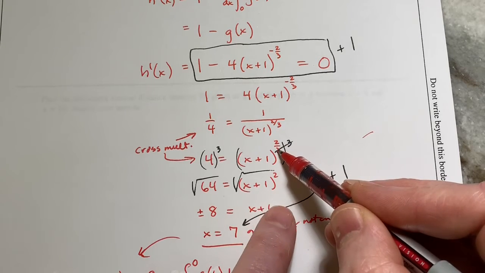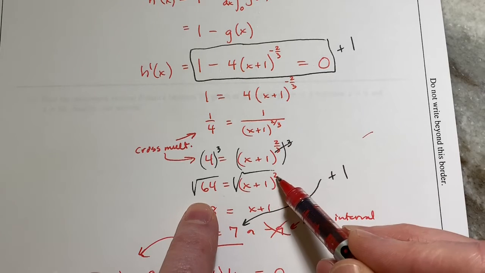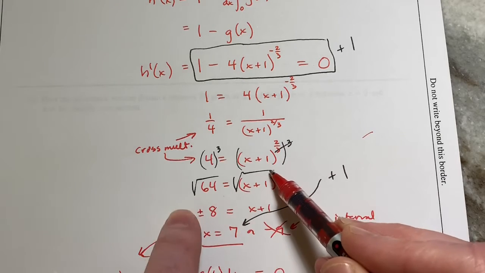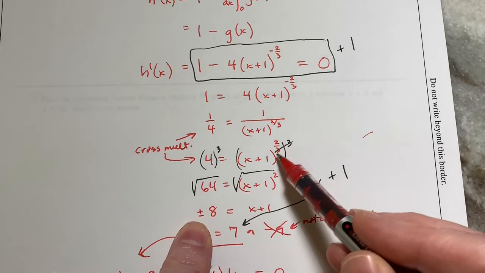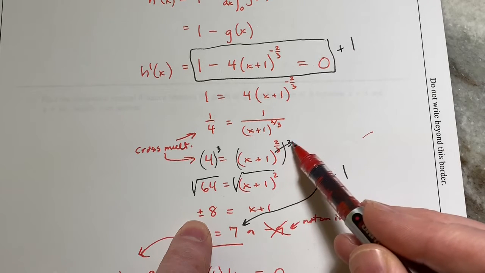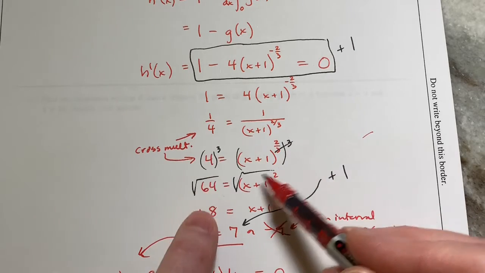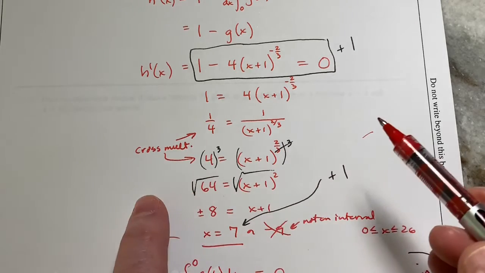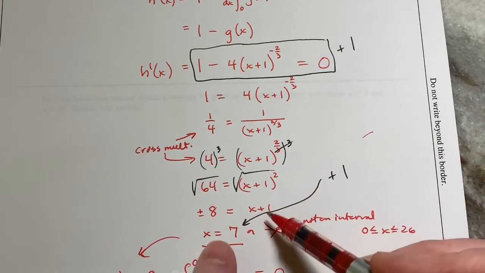So to get rid of a cube root, I'm going to cube both sides. That gets me to here. And then to get rid of a square, I'm going to square root both sides. Now, when you square root both sides, don't forget plus or minus. You don't get plus or minuses when you cube root both sides. Those are odd. If I had cube rooted this, don't put plus or minus. Only on even roots. All right, so when I do that, I get plus or minus.